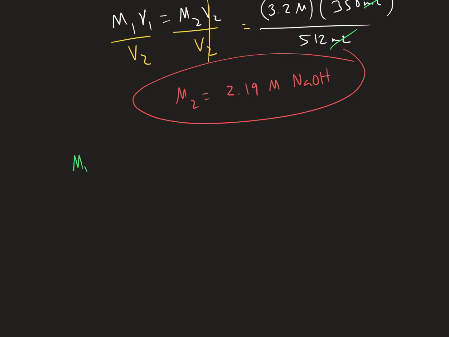So what is M1? M1 is 0.500 molar concentration of NaOH. Okay. What's V1? 100 milliliters, right? And what's M2? 0.150. 0.150 molar concentration of NaOH.